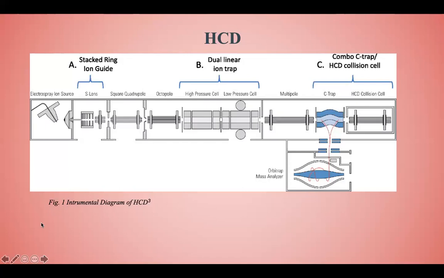High energy C-trap dissociation is a CAD technique specific to Orbitrap mass spectrometers. In HCD, ions pass through the C-shaped trap and enter the HCD's dedicated collision cell, where they can be dissociated. Then the ions are returned to the C-trap before being injected into the Orbitrap for mass analysis.